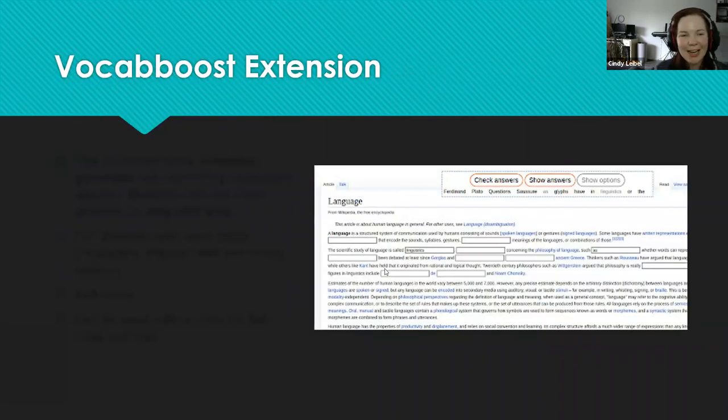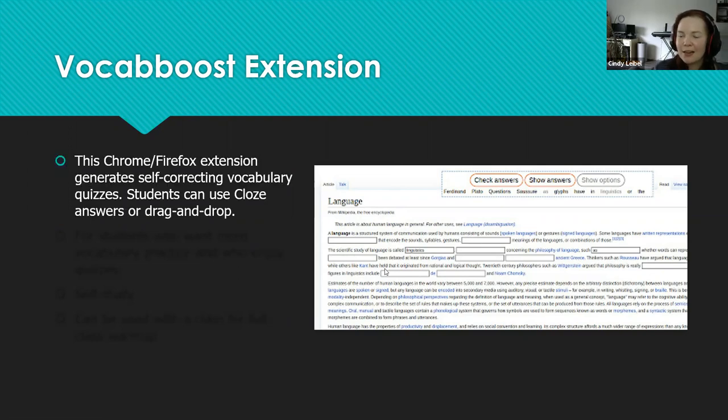Vocab Boost, a brand new extension, only a month old, I think. This is a Chrome or Firefox extension that generates self-correcting vocabulary quizzes. Students can use cloze answers or drag and drop. If you look at the example here, it's turned a Wikipedia article into a vocabulary quiz. It's really great. The person who's in charge of it is very receptive to feedback because it's so new. So if you try it and you have a suggestion and you contact them, there's a very good chance they will include it in their next update.